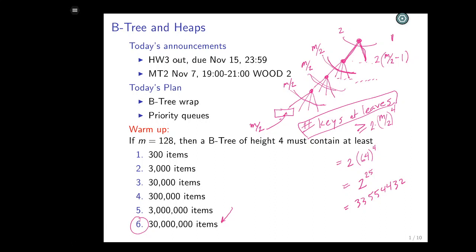Well, there's two children of the root, and each one of those children has M over 2 children. So that means there's 2 times M over 2 grandchildren. And each one of the grandchildren has M over 2 minus 1 keys in it. So that's at the next level. You can sort of see how it goes. In the next level, we get 2 times M over 2 squared times M over 2 minus 1, and then 2 times M over 2 cubed times M over 2 minus 1, and that counts all the keys that are in internal nodes.